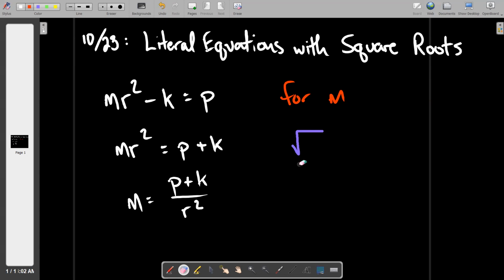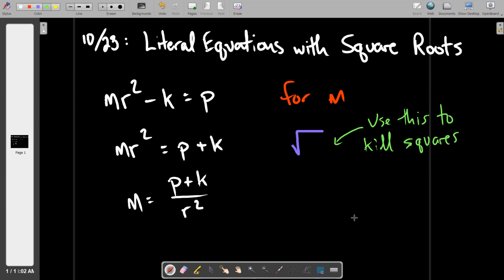So you use this to kill squares. And that's the task for today. This should not take long. Once we get in the groove, you'll realize these 4 examples don't have a lot of weight to them. They're not difficult. It's just new, which is why we have to do a little lesson on this.